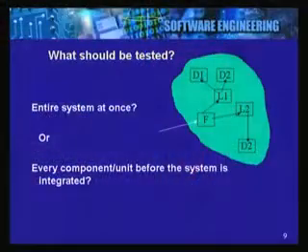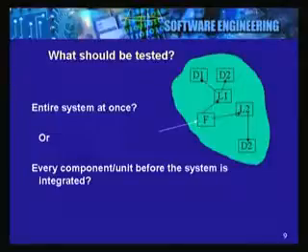So should the software be tested in one piece at the end of entire implementation, or should the testing go on during the implementation as and when the code is built? Should every small piece be tested before the whole is tested? So that is what is put down on this slide.